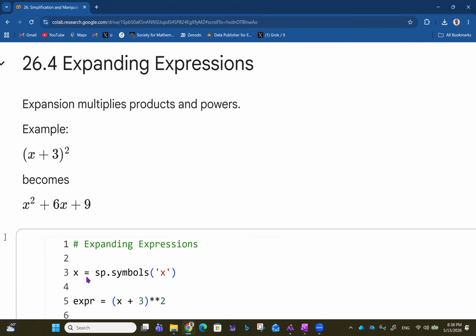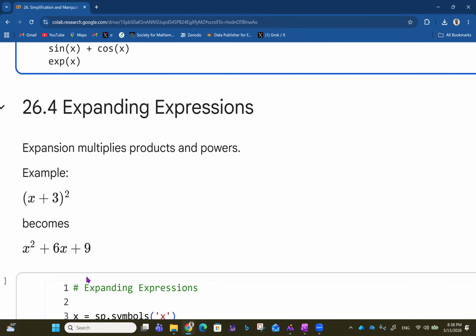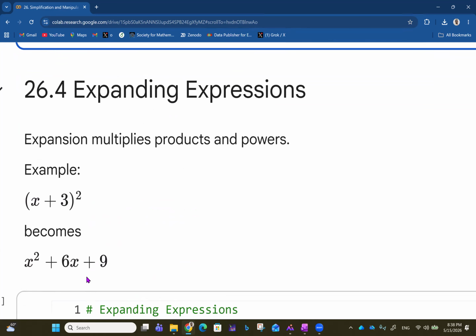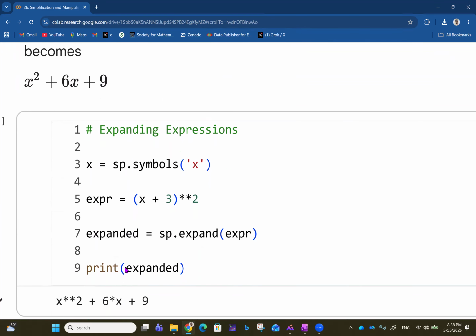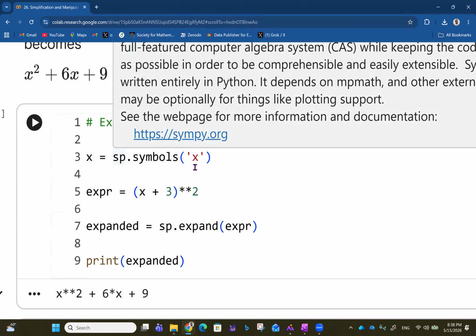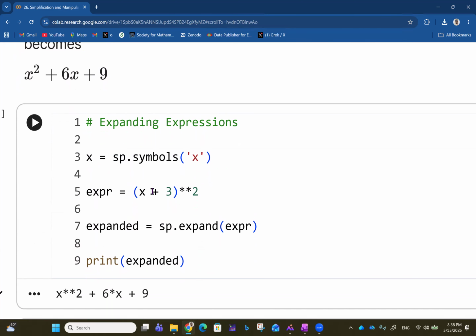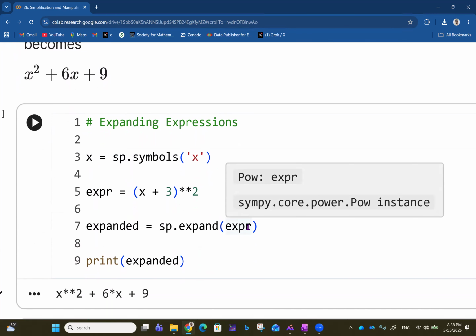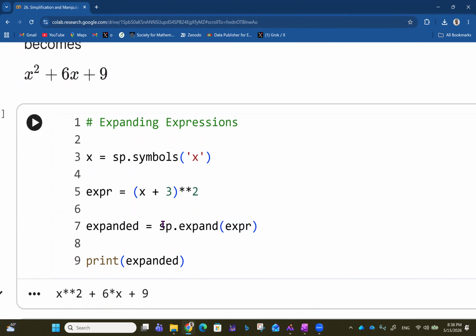Then you can expand expressions. Expansion multiplies products and powers. For example, x plus 3 raised to power 2 becomes x squared plus 6x plus 9. We know that normally, but SymPy can do that for you. So you have x equals sp.symbols x, then the expression x plus 3 raised to power 2. In expanded form, you have sp.expand of the expression, and SymPy does it for you. You have x squared plus 6x plus 9, just like what you have over here.